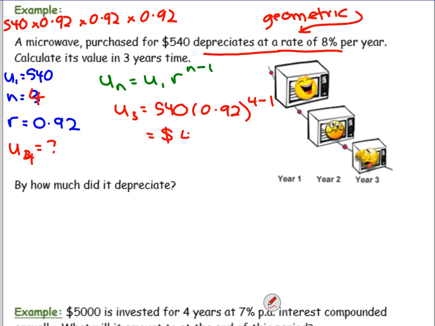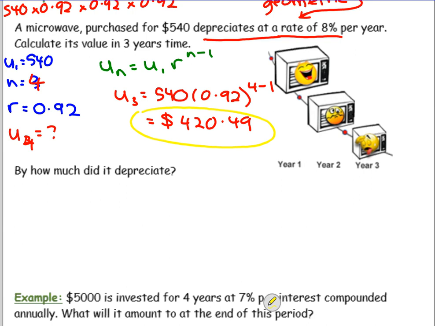420.49. And the proof was in just doing it manually at the top in 3 years' time. So it's at the beginning of the 4th year. And as I said, it tends to be the geometric word problems where these kind of things occur. So you kind of then have to think, okay, if I did do it manually, how many times would I have had to have multiplied by 0.92? And that should be what the exponent ends up being. So in the manual one, we had to multiply by 0.92 three times. So that's why our exponent had to be 3.